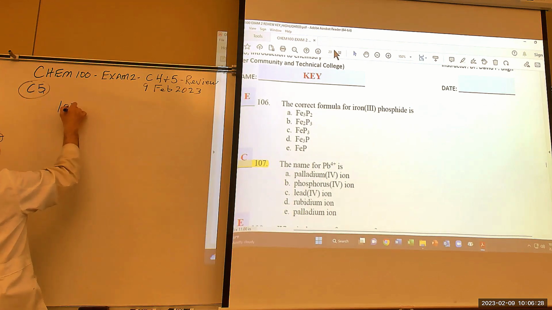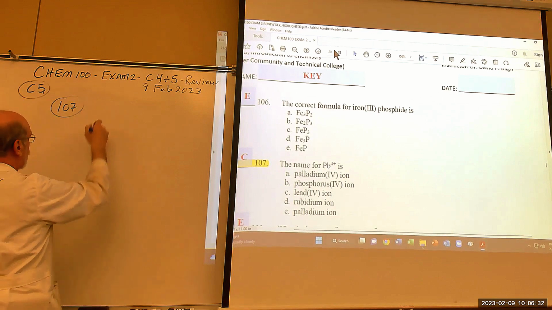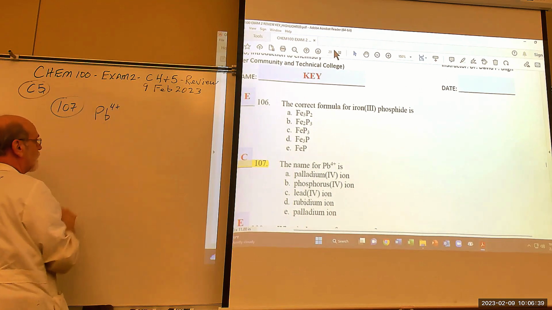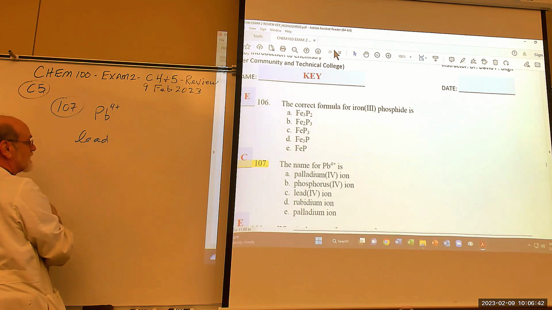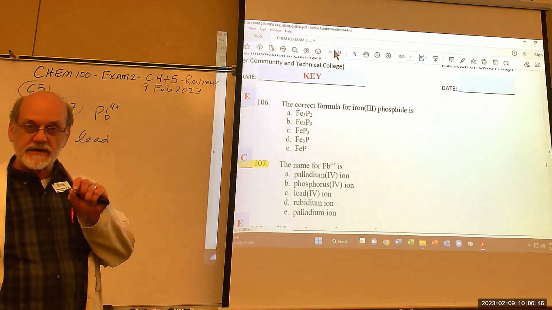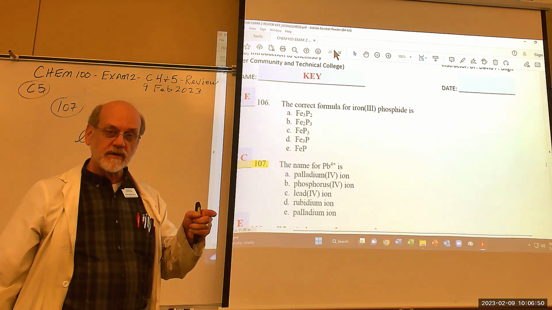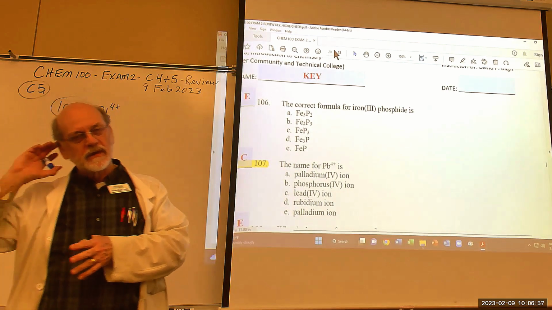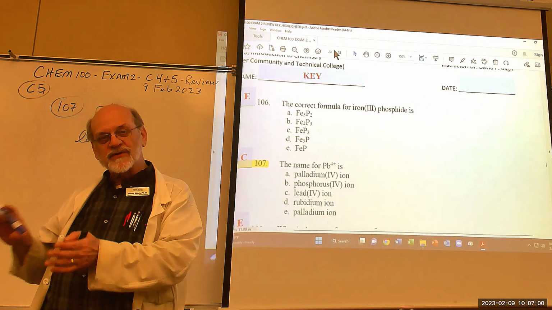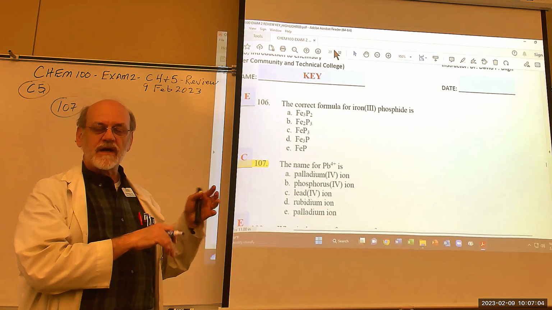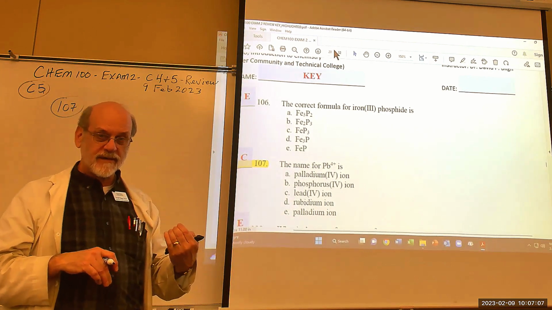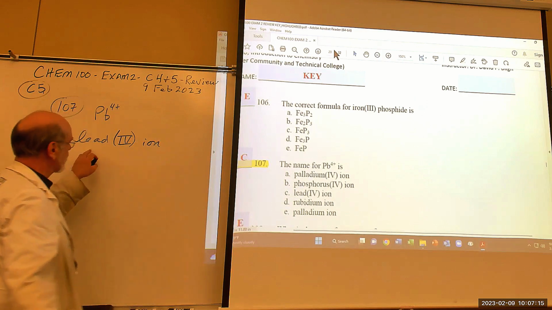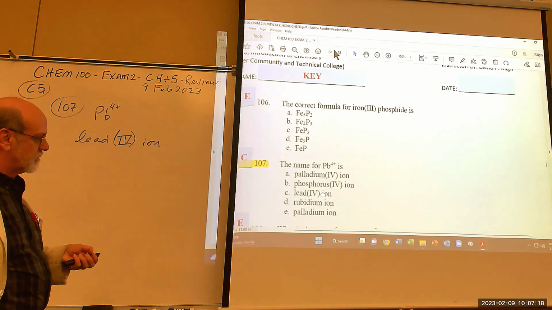(107). The name of Pb4+. Pb4+ here, 4 plus. Well, we know that's lead, right? And we know it's an ion. But what type? Is it a type 1 or type 2 metal ion? It's a type 2 because lead can have multiple charges. It can have variable charge. And we find it on the periodic table, not in the transition metals, but over in the representative area. The representative area below the nonmetal, so it's still a metal. And with that 4 plus, we must say what the charge is. It's a lead 4 ion. Right here.